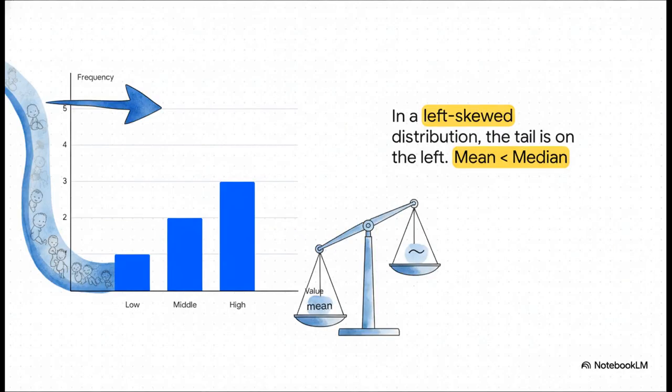And just so you know, this works the other way too. If we had a really young outlier, we'd get a left-skewed distribution. The long tail would be on the left, and that outlier would pull the mean down, making it less than the median. Here's a great rule of thumb. The mean always follows the tail.